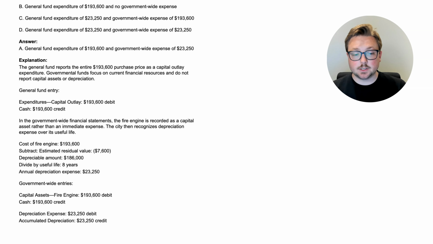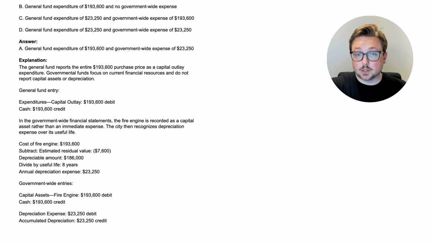You take the cost of the fire engine, subtract the estimated residual value. That's the actual depreciable amount right there, which ends up being $186,000. You divide that by the 8-year useful life, and that gives you an annual depreciation expense of $23,250. So for the government-wide entries, they would have capital assets, which was the fire engine, so like the actual asset on their books, and that would be a debit of $193,600, and then they would credit cash $193,600. And then later, there would be the depreciation expense, which would be $23,250 as a debit, and accumulated depreciation as $23,250 as a credit.